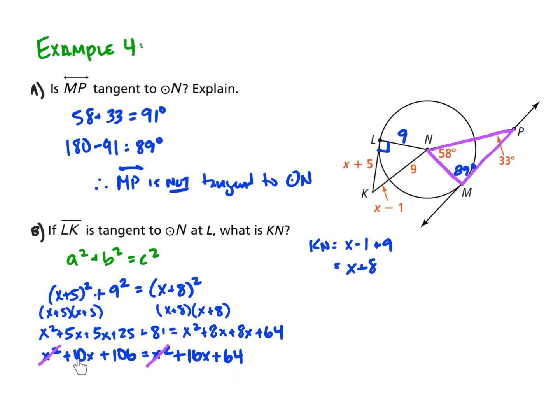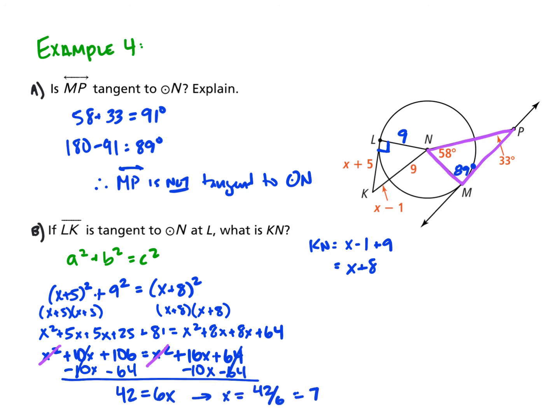So I'm going to move these 10x's over to here. I'm going to move this 64 over to here. So I'm going to say minus 10x on both sides. And I'm also going to say minus 64 on both sides. So I'm kind of doing that all in one step. Cancel here, and I'll have a 42. And then over here, the 64s will cancel, and I'll have 6x. And if 42 equals 6x, that means x equals 42 divided by 6, which is 7.